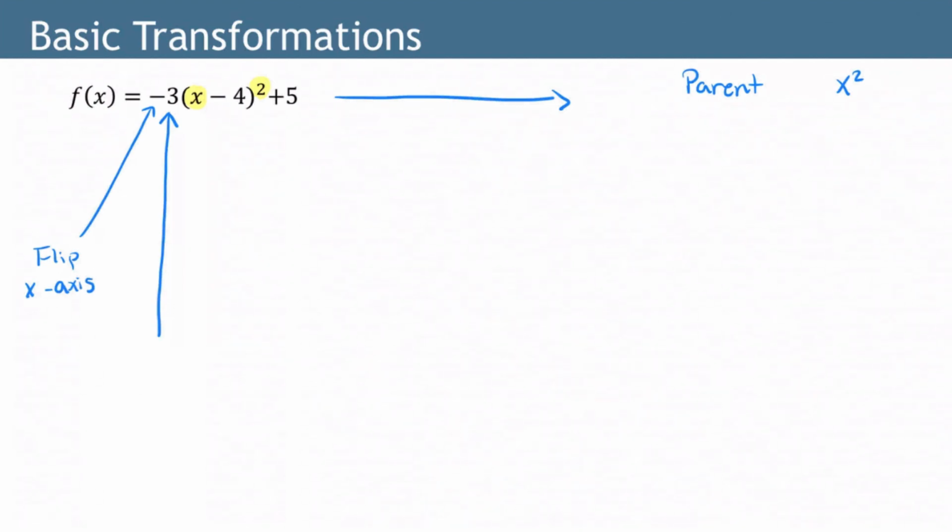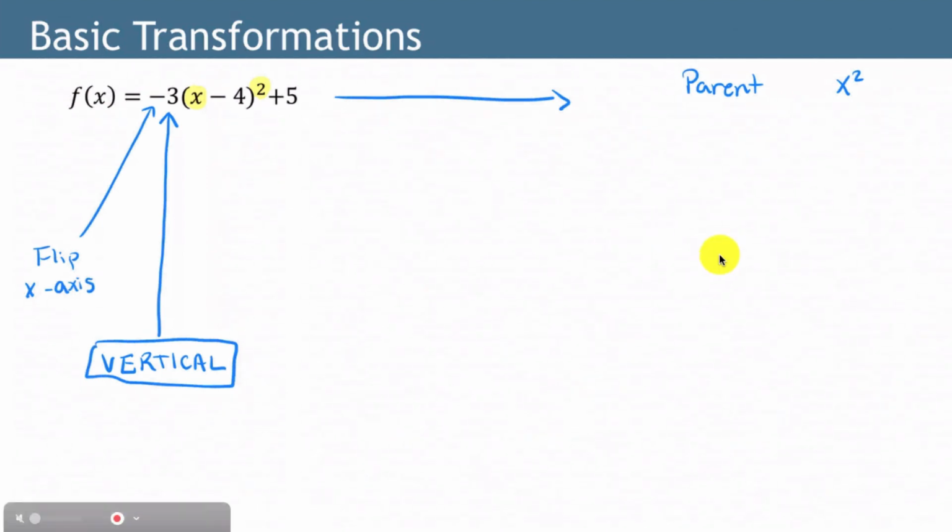The 3 there is actually a vertical thing, and here's how you can think about it. You give me x, and I do my stuff to it, square it, and then I multiply by 3. In other words, the output is getting multiplied by 3 after I've done the parent thing, so I'm changing the outputs, the y values, by 3. This thing is going to grow 3 times as fast.